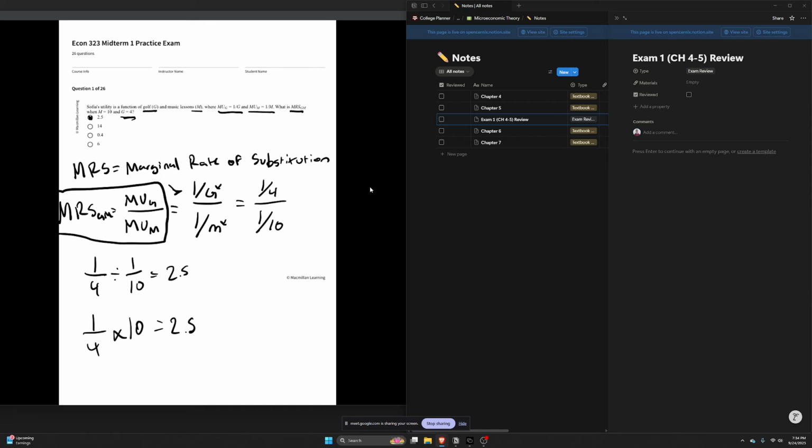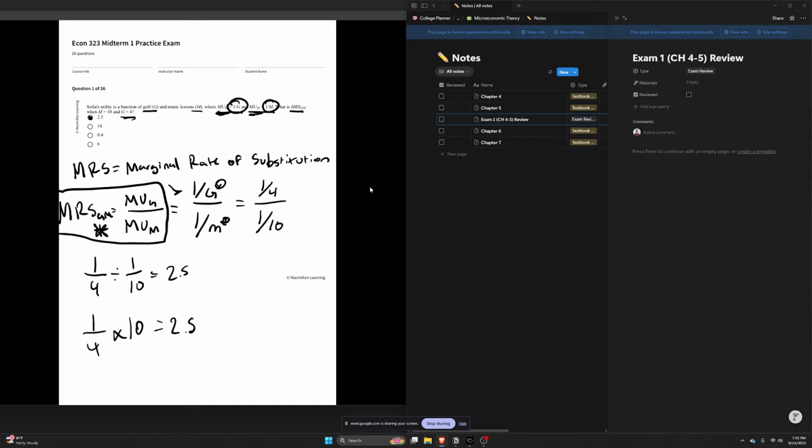Okay, so this first one is marginal rate of substitution. It's a pretty common formula. It came up a couple of times, so it's definitely one that would be helpful to have on your note card. So you're supposed to know this formula right here, and it gives you MUg and it gives you MUm. So all you have to do is plug those in. So you plug in the 1 over g and the 1 over m into this formula right here.